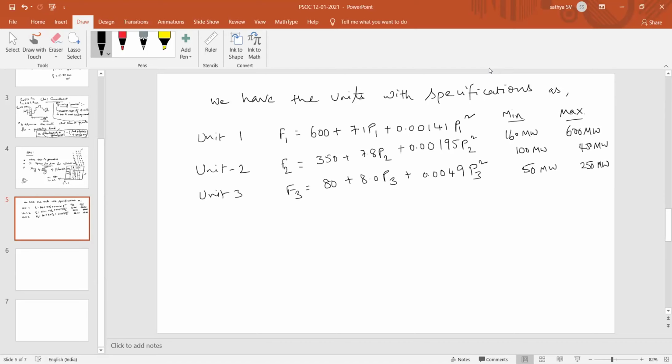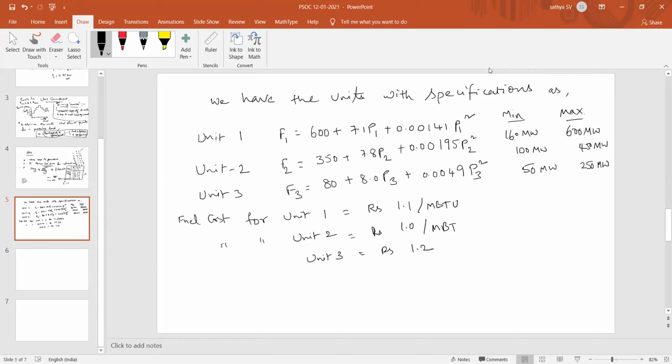Right. And also, in the problem itself they gave the fuel cost of each unit. The fuel cost for unit 1 is rupees 1.1, the fuel cost for unit 2 is rupees 1.0, and similarly for unit 3, rupees 1.2. This is per million BTU. BTU is nothing but, as you very well know, British thermal unit, million BTU.